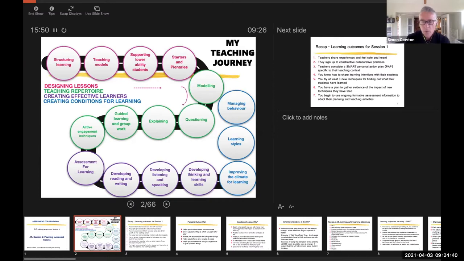Once you've got a concept of structuring learning, it's also important to understand the different teaching models. Now, you've already had some input on both of these things from other people, haven't you? Just show me. Have you had input on how to structure learning? One person thinks they have. Have you had input on different teaching models? Your lecturers might call them different teaching approaches. Thank you. That's really useful when you give me a sign.